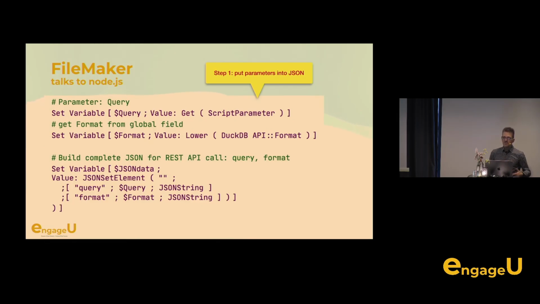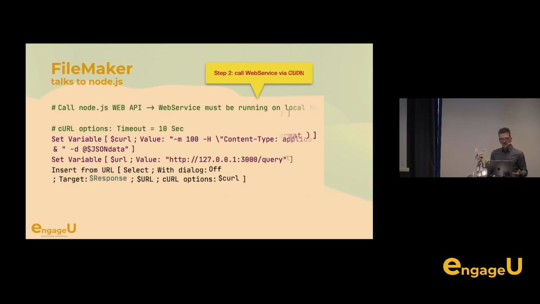So we have this second parameter to define what we want to get back. And then we pack it together in one JSON, set up the curl option to wait for timeout, and hand over this data. We have just this URL with this local address and the slash query that we defined, we saw it a minute before in this other script. And with Insert from URL, we fire off this request to the local API and get back the response and store it in a variable called response, and that's it. So we have the data back inside FileMaker. Very simple setup.